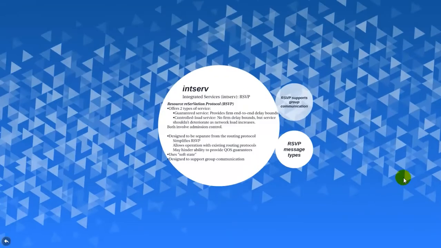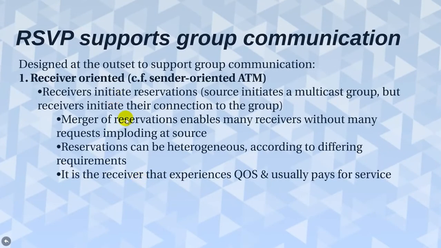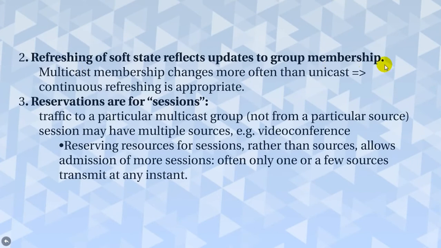Now let's move to integrated service. Resource reservation protocol, RSVP, offers two types of service: guaranteed service and controlled load service. Both involve admission control, and it's designed to be separated from the routing protocol, which simplifies RSVP and allows operation with existing routing protocols, but may hinder the ability to provide QoS guarantees. Furthermore, RSVP uses soft state and is designed to support group communication. It is receiver-oriented. Refreshing of soft states reflects updates to group membership, and reservations are for sessions.